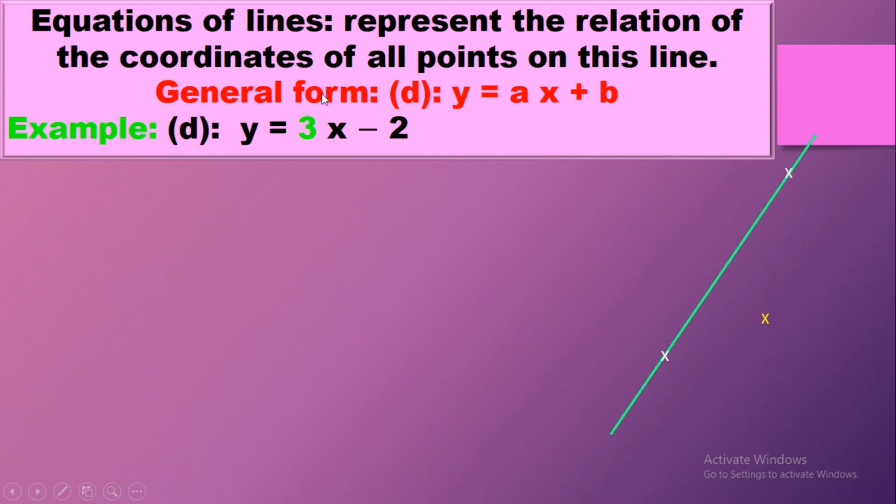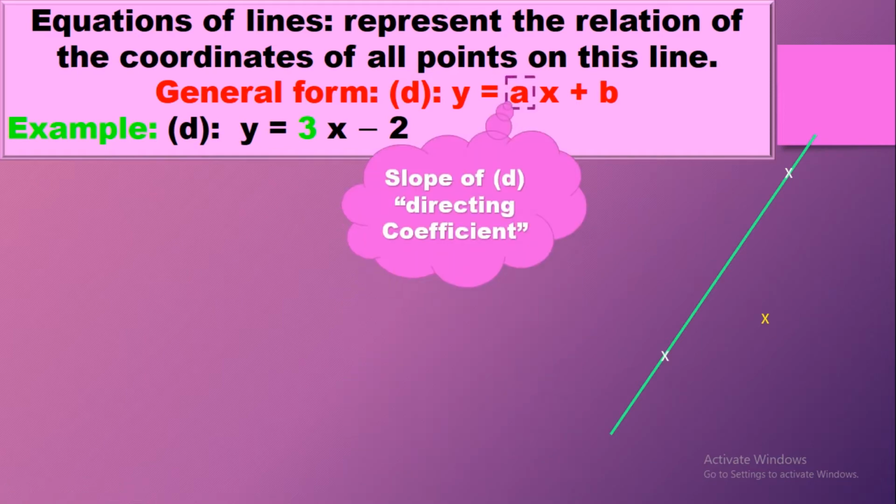The general form for an equation of a straight line D is y equals ax plus b. What are these terms? X and y are variables. They represent the coordinates of any point on this line, wherever it's located on it. While a and b are also variables, they indicate for us how to draw the straight line D. Moreover, a is said to be the slope or directing coefficient of the straight line D. It indicates the inclination of this line.